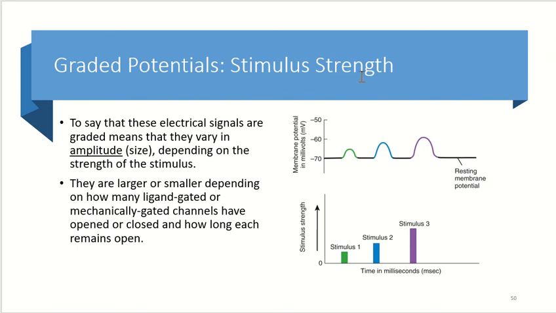So let's look then at how stimulus strength is going to impact graded potentials. To say that these electrical signals are graded just simply means that they are going to vary in amplitude or size, depending on the strength of the stimuli. These graded potentials are going to be larger or smaller depending on how many ligand-gated or mechanically gated channels are open or closed, and for how long each one is going to remain open.